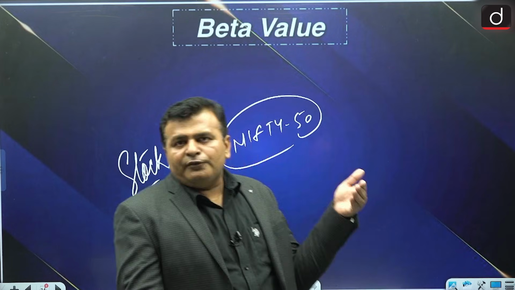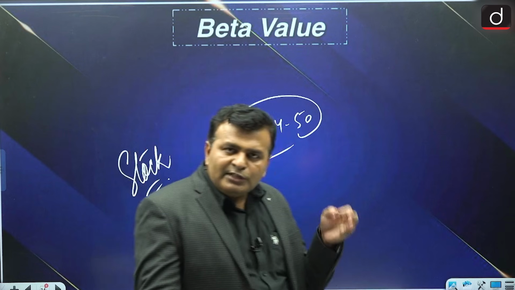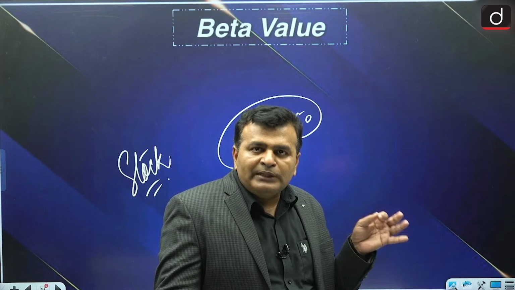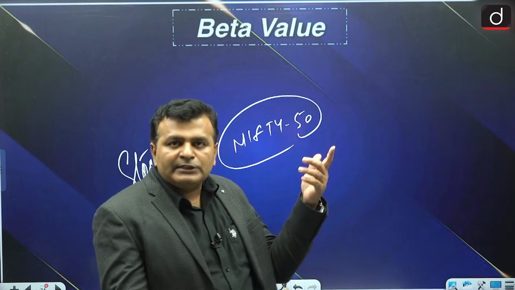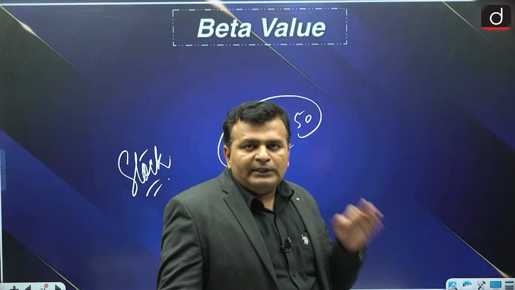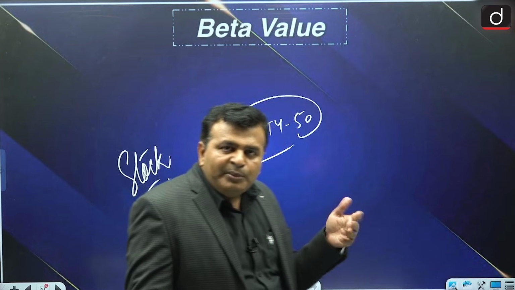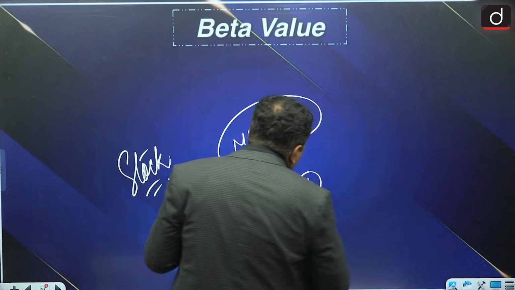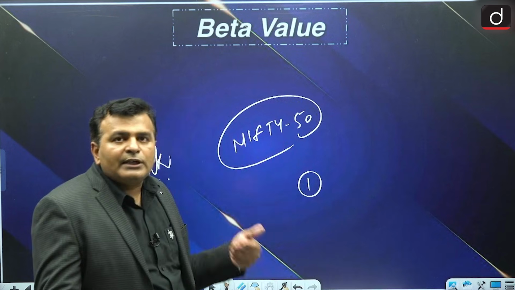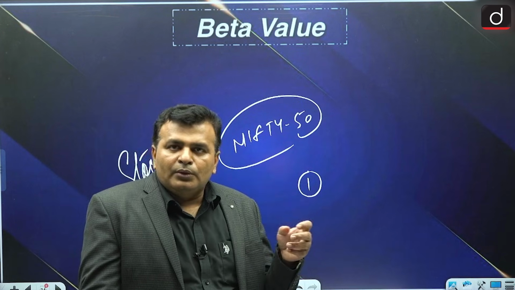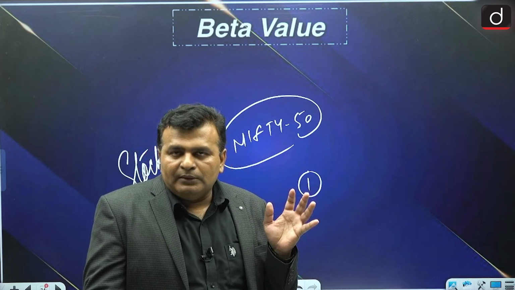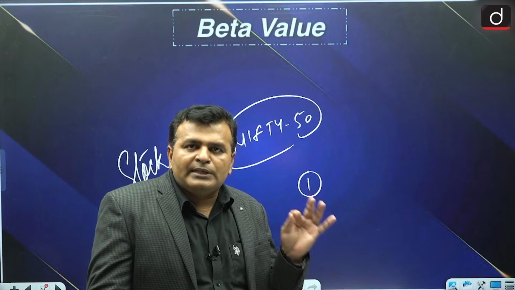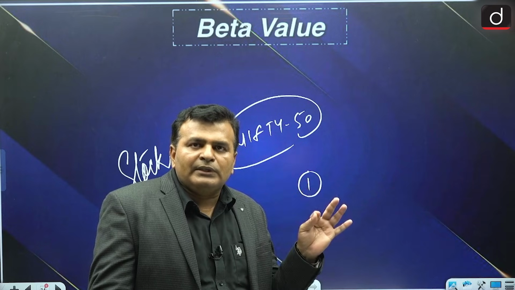So over a period of time, if the shares of a company move exactly along with the movement in the index, whether it is upward in direction or it is downward in direction, then it can be concluded or it can be said that the beta value of that share or the beta value of that stock is 1. So if the beta value is 1, it means that the share of that particular company is moving exactly along with the index.